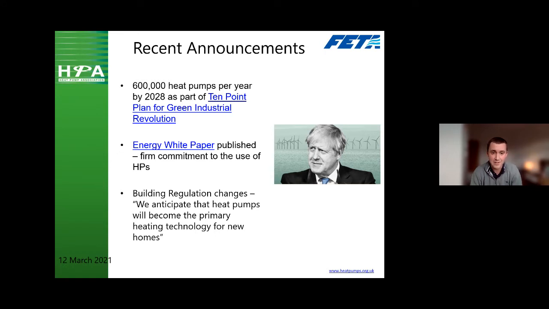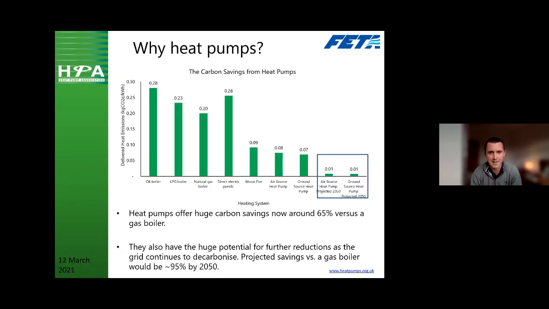That was a sort of big change, and having that target, I think, has really focused a lot of minds and made people realise the challenge that's ahead. And this has been doubled down on in the government's energy white paper, where there's a firm commitment to the use of heat pumps in low carbon heating. And I guess the reason why we're all here today is the building regulations changes and a firm commitment and a view that the government is anticipating that heat pumps are going to become the primary heating technology for new homes. Next slide, please. Thank you.